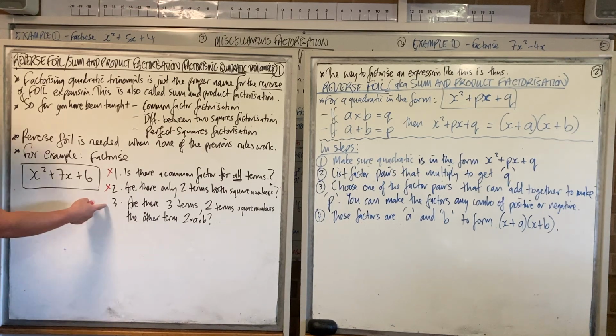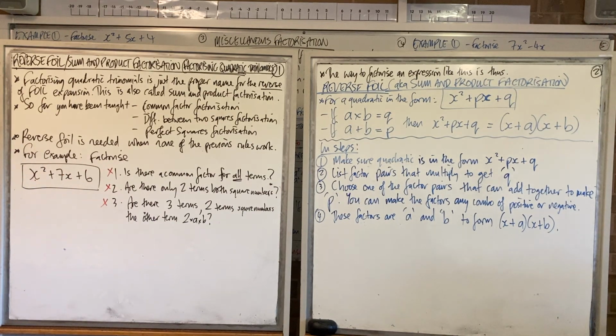The last option that I've taught you so far is perfect squares. Are there three terms? Yes. Are two of the terms square numbers? One. Is 6 a square number? No. So all three of your tools have failed so far. You need one last one.